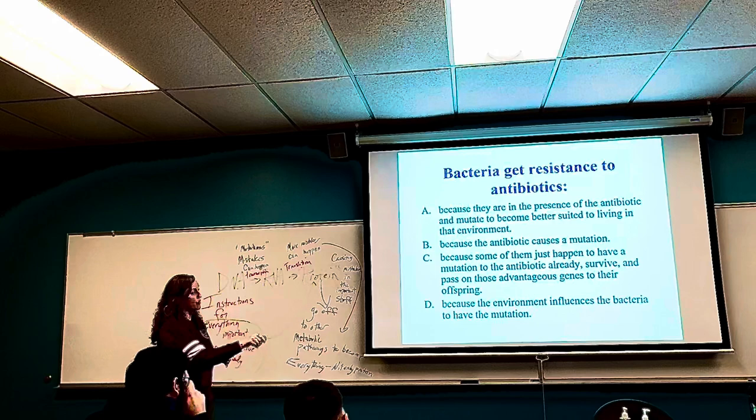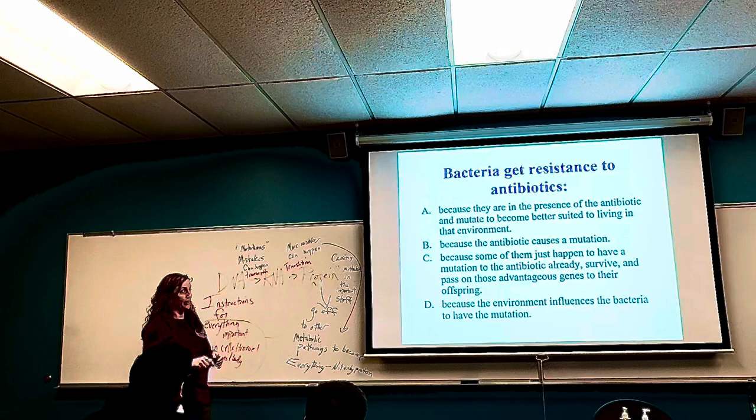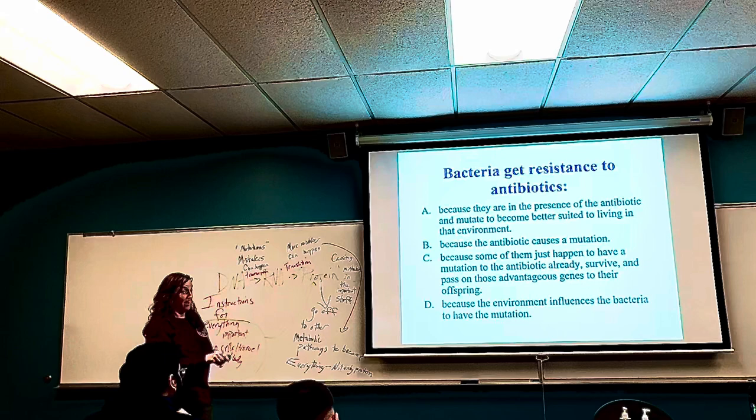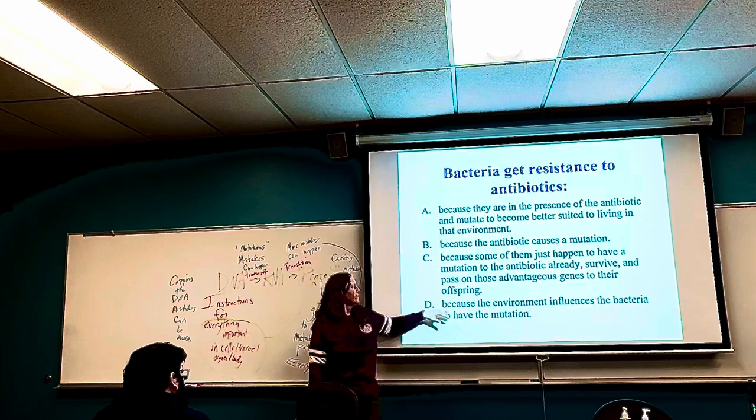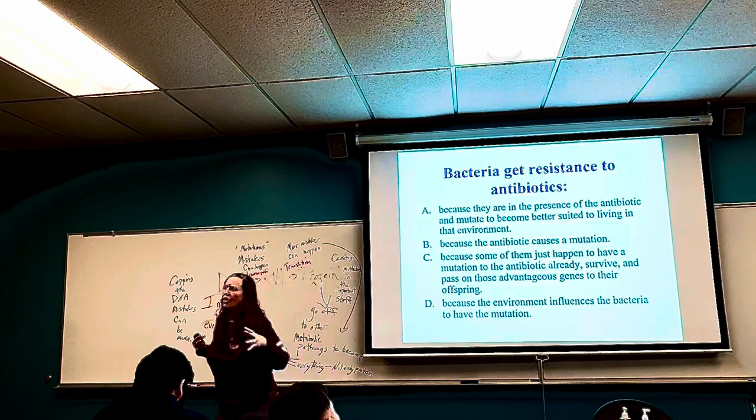Bacteria get resistance to antibiotics because some of them just happen to have, I like the wording, happen to have a mutation to the antibiotic already. I like that. They survive and they pass on those advantageous genes to their offspring. How's that one sound? That sounds good, right? And then, because the environment influences the bacteria to have a mutation, this one is similar to that one. No, the environment does not cause these mutations.